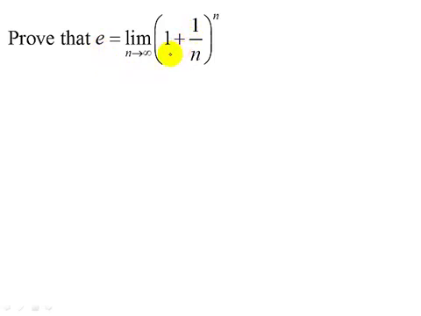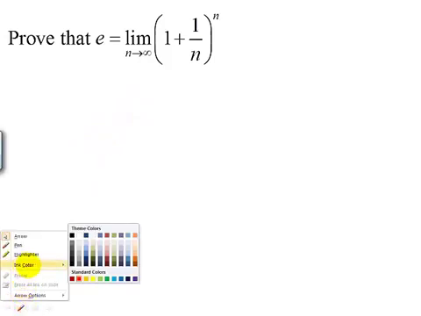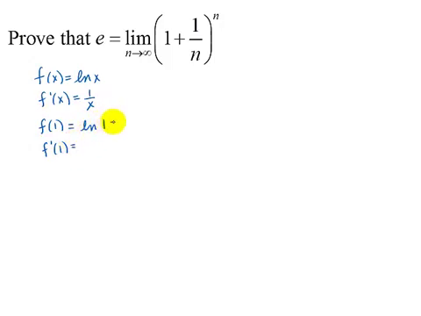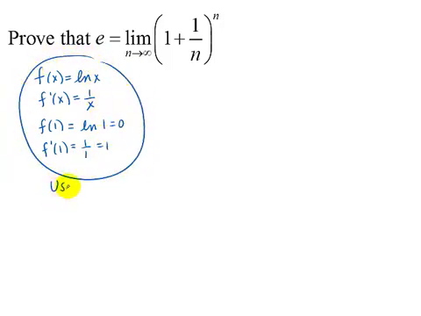Now to start this proof, you need some useful information, and we actually need to start with a function. The function we're going to start with is f of x equals the natural log of x. You need that function's derivative, which we've already done. We know that's 1 over x. And you need the function evaluated at 1, and the function's derivative evaluated at 1. These two things equal the natural log of 1, which is 0, and 1 over 1, which is 1. This is useful information we're going to use in our proof.